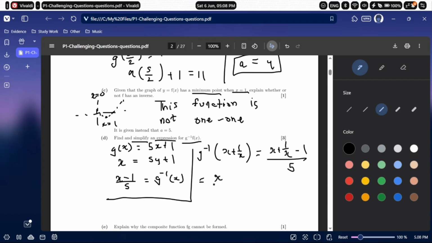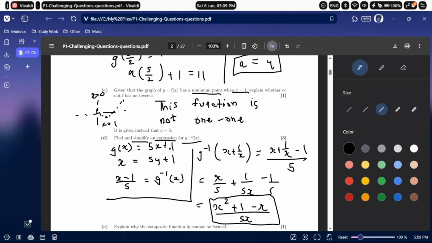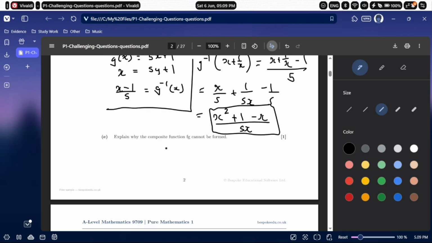So this is just x over 5 plus 1 over 5x minus 1 over 5. Make it the common denominator and then just do x squared plus 1 minus x over 5x. And that is your final answer. So yeah, it's pretty simple till now.